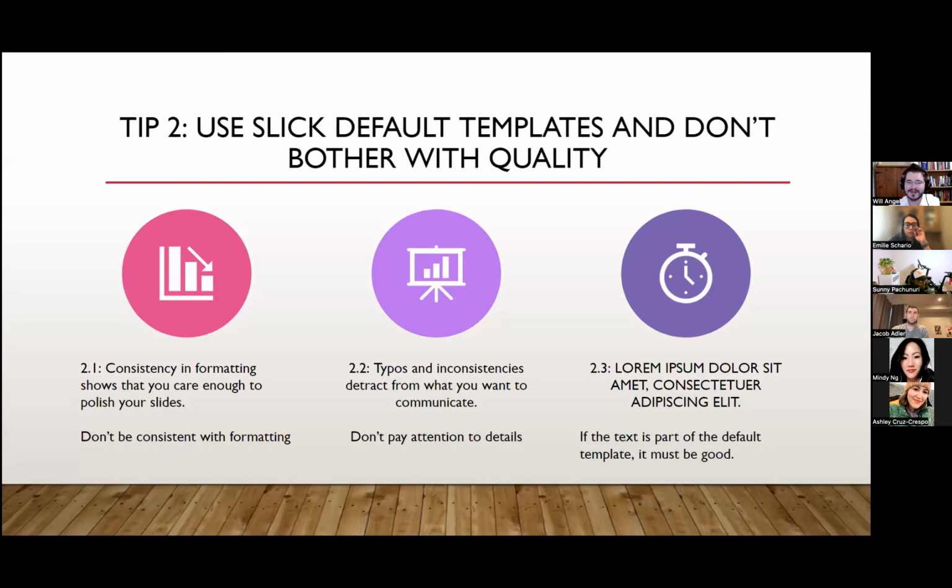So second tip, use default templates and don't bother with quality. If you're consistent with your formatting, that shows that you care about your audience. And if you care about your audience, you risk giving a good presentation. Second is attention to details. Typos and inconsistencies detract from what you want to communicate. So make sure that you have lots of typos and inconsistencies. And third part of this tip is leave stuff in the default template in. If it's good enough to be in the template, it's good enough to be in your slides.